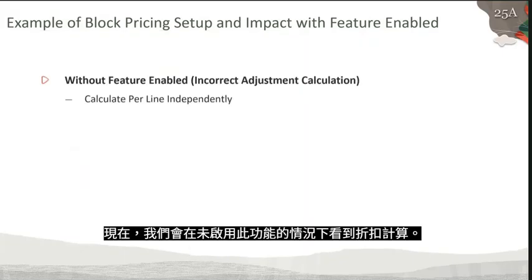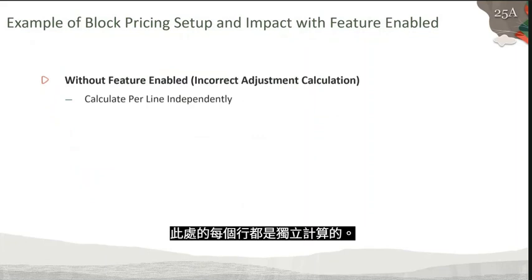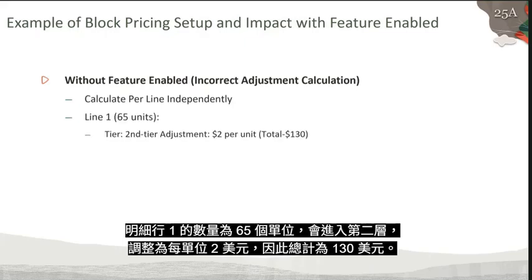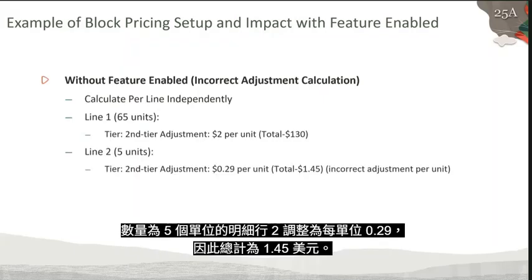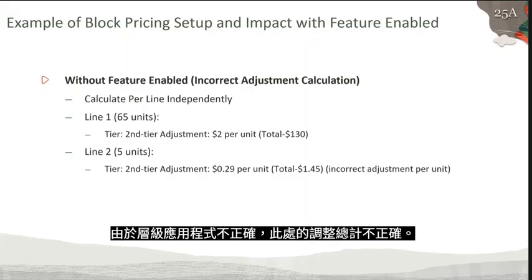Now, we will see the discount calculation without the feature enabled. Here, each line is calculated independently. Line 1, having quantity as 65 units, gets into the second tier with adjustment as $2 per unit, thus totaling $130. Line 2, with quantity as 5 units, has an adjustment of 0.29 per unit, thus totaling $1.45. Total adjustment is incorrect here due to improper tier application.